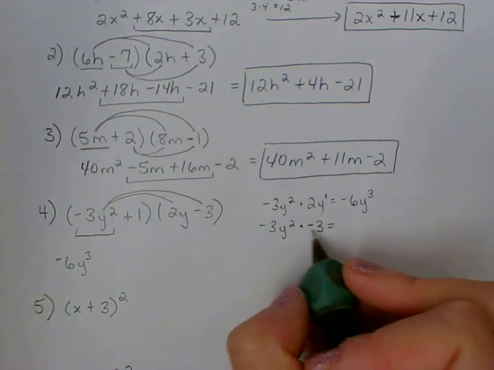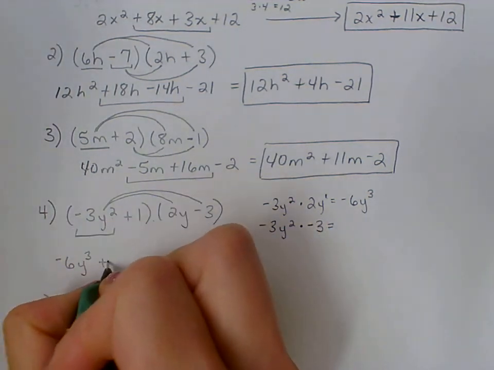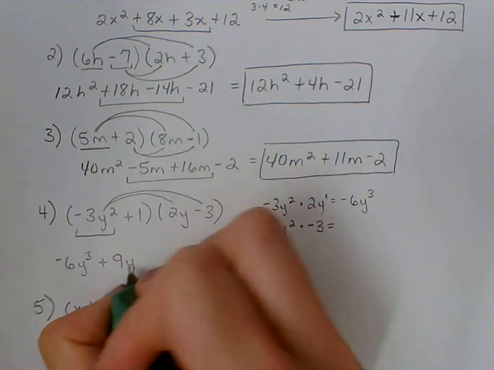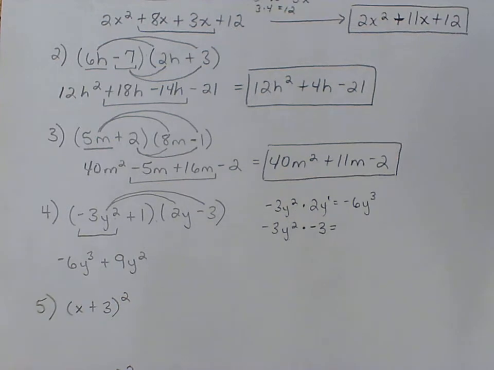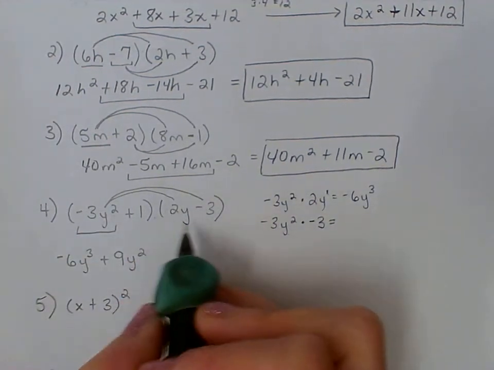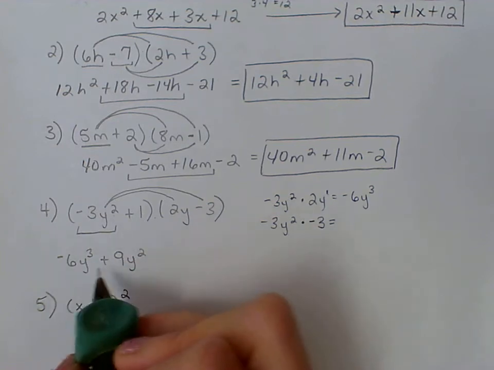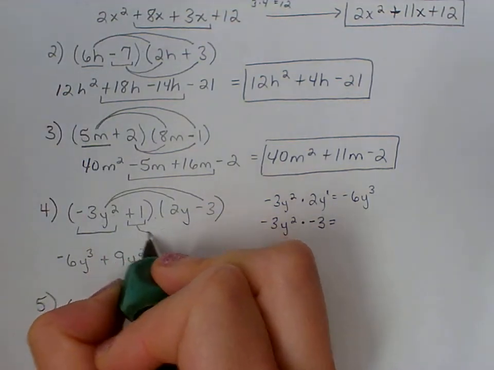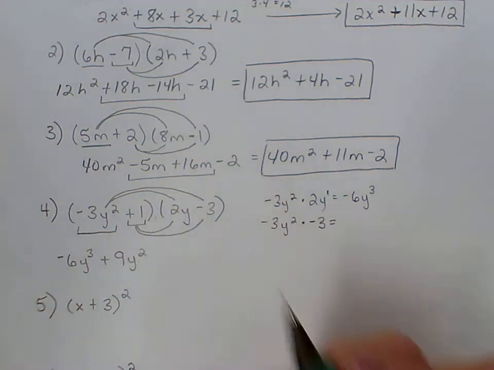So negative 3 times negative 3 ends up being a positive 9. And then that y squared doesn't have anything to multiply with, so it just comes over. Okay, so that is what we got when we distributed it times this. So now we take the 1. So we're going to take the 1 times the 2y, and then the 1 times the negative 3.